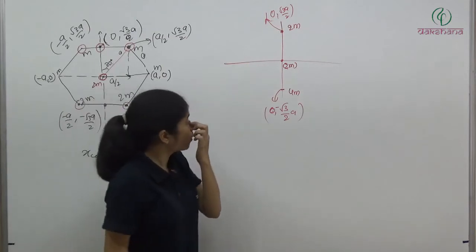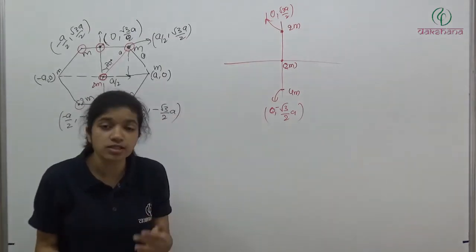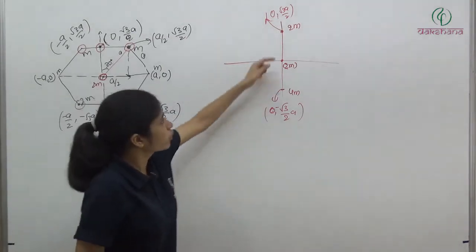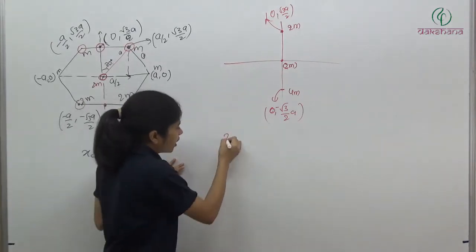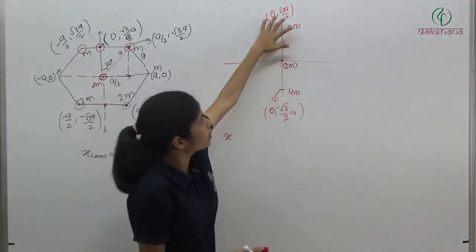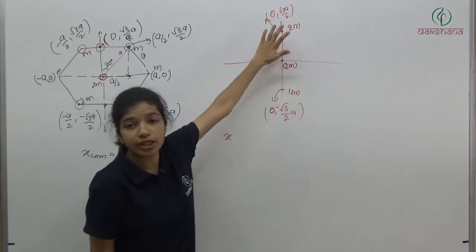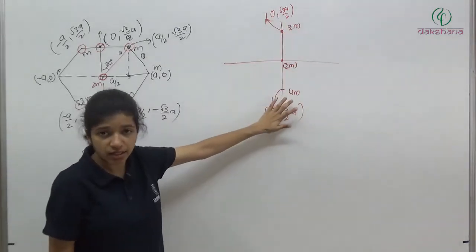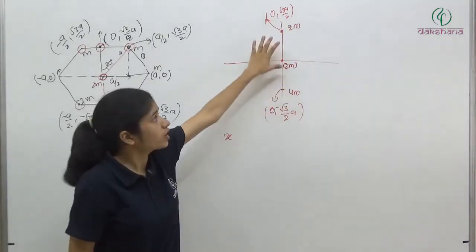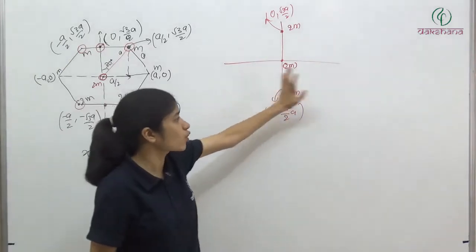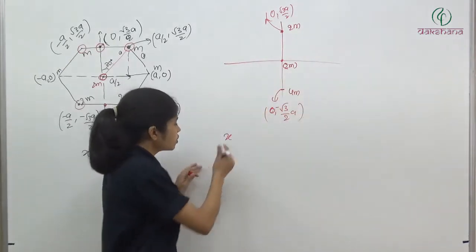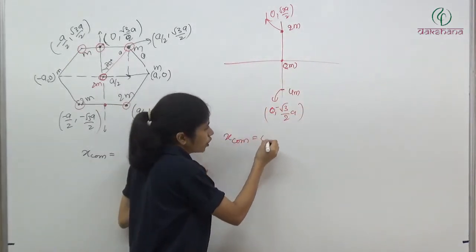Clear? So now here you have a new system, a system of 3 particles, and you have their coordinates. So now I can find out. All the masses are lying on the y-axis. Clear? So the x coordinate of center of mass is going to be 0.